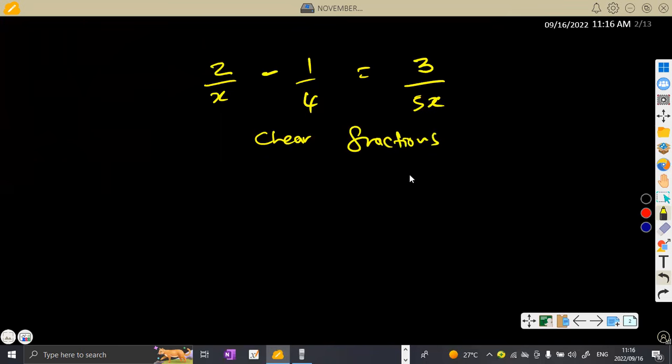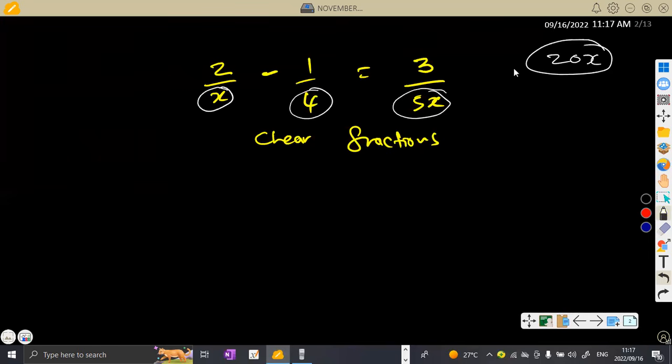All right, we are going to clear fractions. So how do I clear fractions? I have to check for the LCM of these fractions, the denominators, which are x, 4, and 5x. What is the LCM of this? As you can see, you just multiply 5 times 4, that's 20, and that's 20x, that's our LCM.